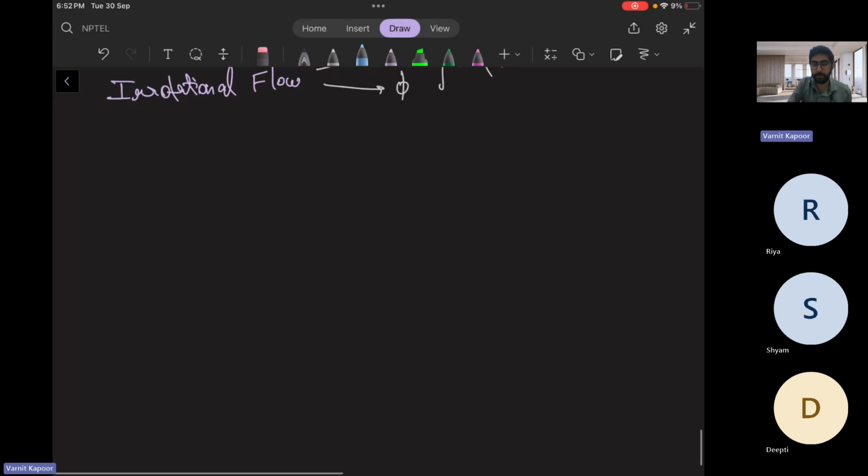Now let us write the definition of flow net as well. What is flow net? Although we understood, it is nothing but a graphical representation of Laplace equations of psi and phi.